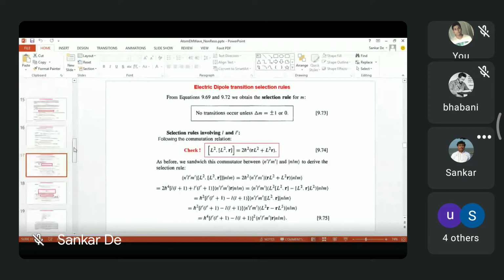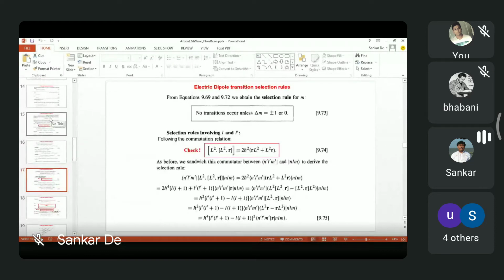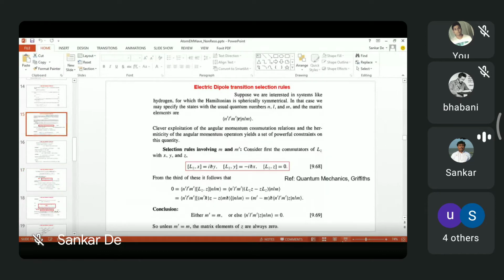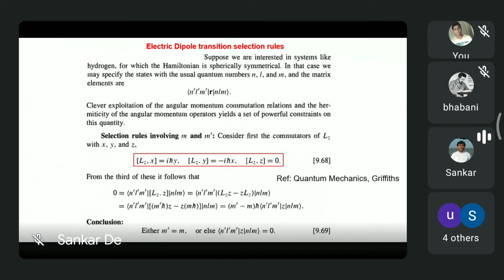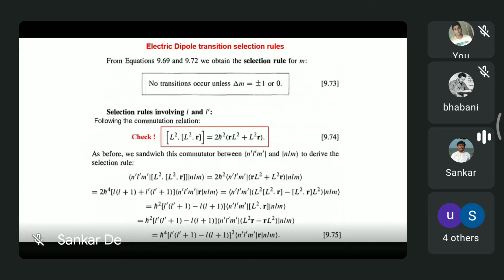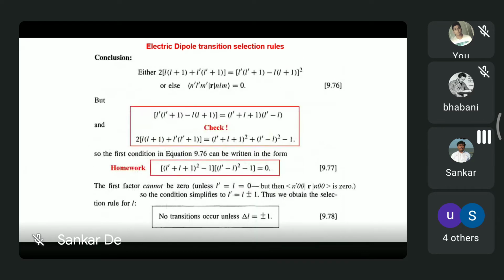Yes, sir. Okay, so what we did last day is to find out the selection rules. We used the angular momentum commutation relations and hermiticity to find out the selection rule for electric dipole transition. And the two rules that we got are delta m is 0 or plus minus 1, and delta L is plus minus 1, right?